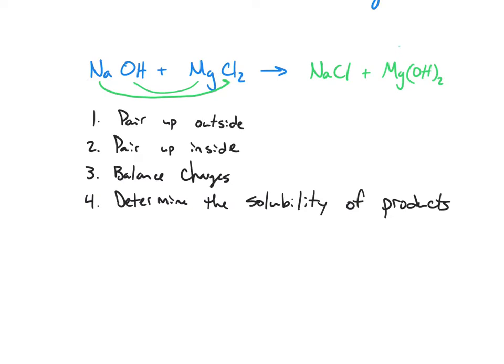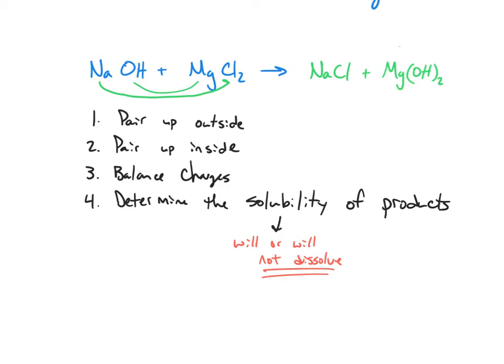Step 4 is where you're going to determine whether or not the reaction happens. You're going to need to use another tool called the solubility table. The word solubility is a vocabulary word, and it means will or will not dissolve. So you're checking your products to determine whether or not NaCl or Mg(OH)2 will dissolve or not.